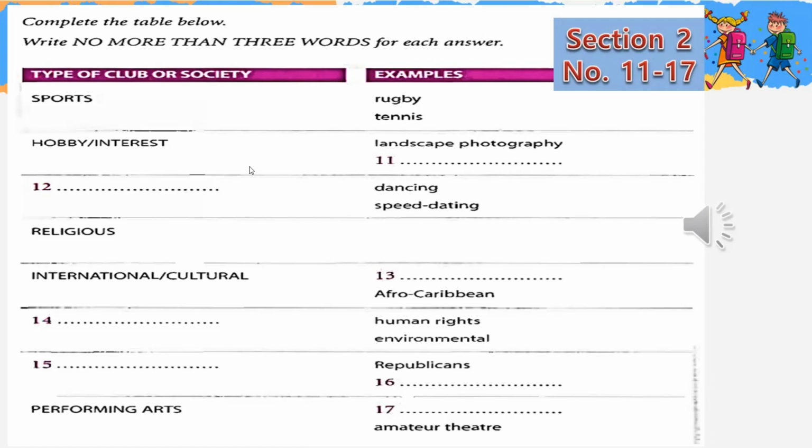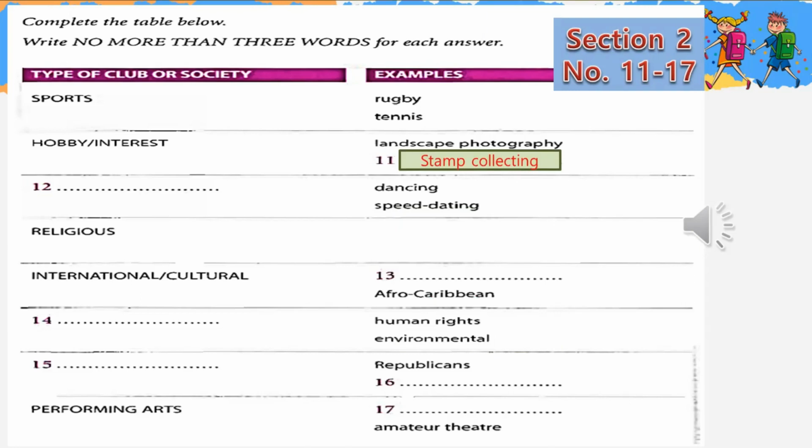Okay, students, this is section 2, number 11 up to 17. We are going to take a look at this one. You have to write down the answers with no more than 3 words. For number 11, after the prompts hobby and interest club, comes the first example: landscape photography, and then the next answer will be stamp collecting. So the correct answer for number 11 is stamp collecting.